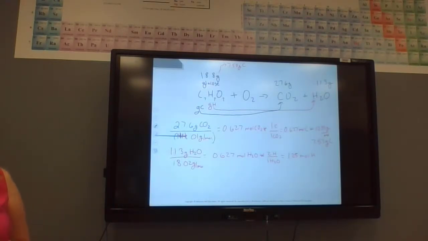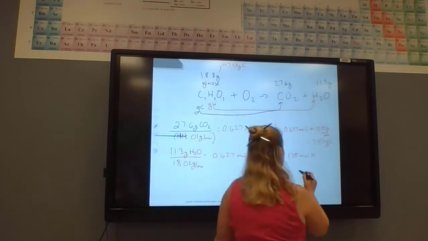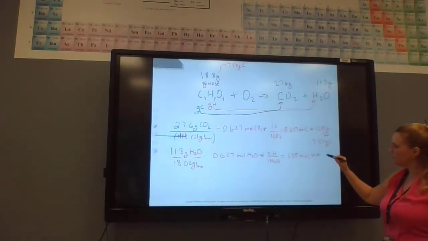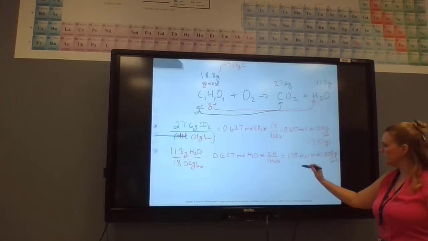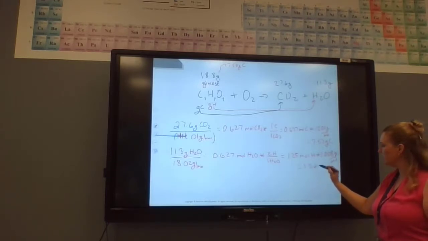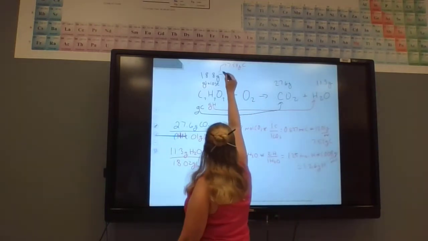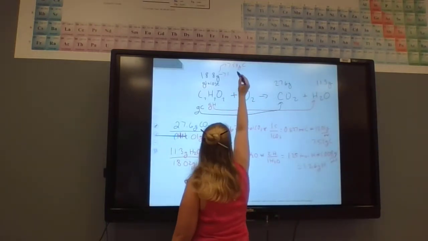Multiply that by the molar mass of hydrogen, which is... good. And that gives us 1.26 grams of hydrogen. So back to our glucose, 1.26 grams is hydrogen.